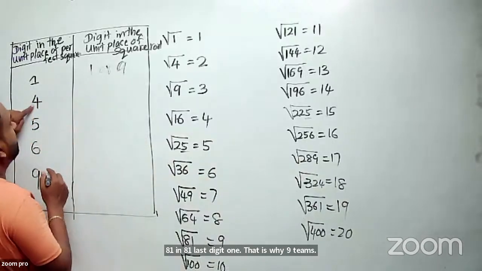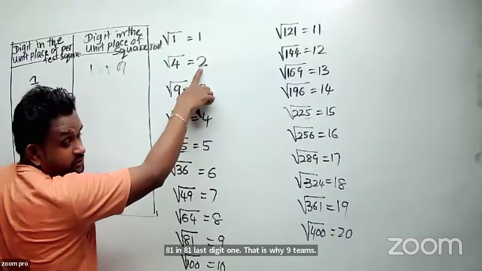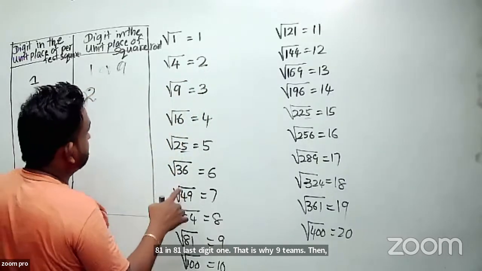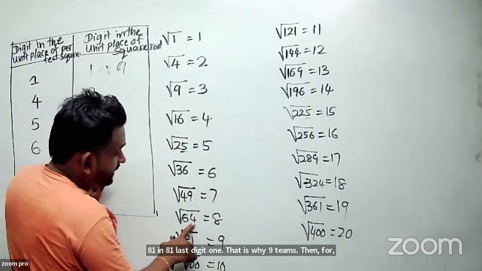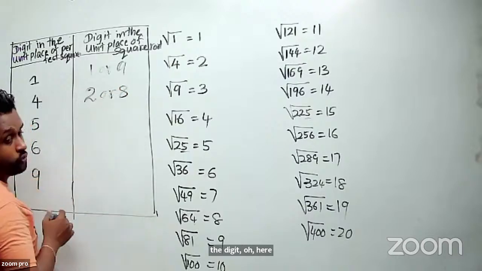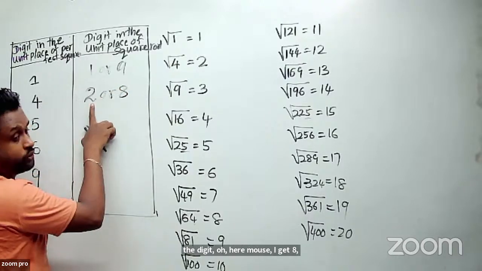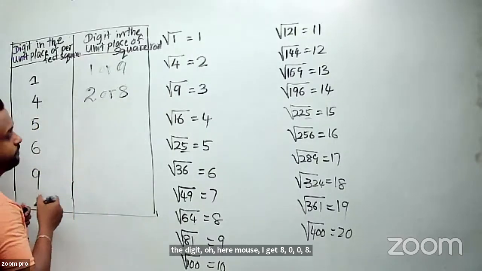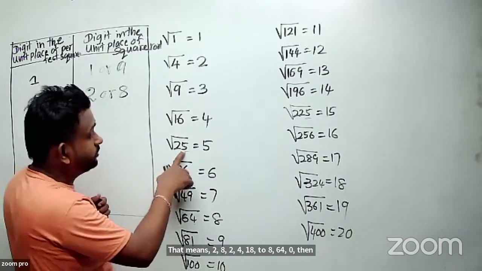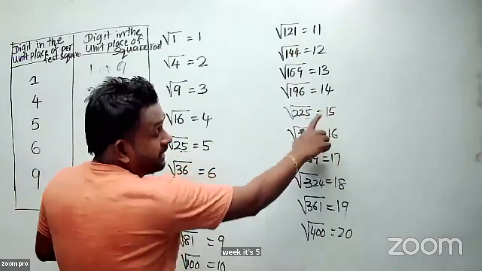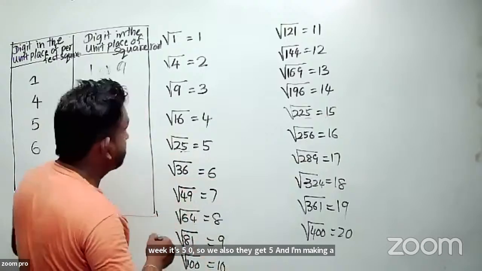Then 4. If the ending digit is 4, the square root's last digit is 2. That is one option. Then ending digit 4, here last digit 8. That means 2 into 2 is 4, 8 into 8 is 64, last digit 4. Then 5, last digit 5. So here also digit 5. The answer's last digit is 5.